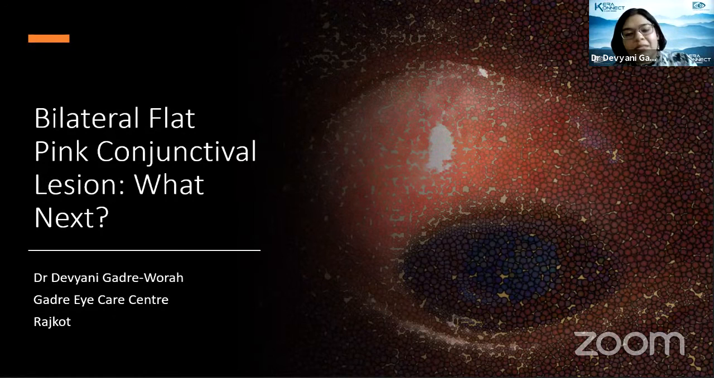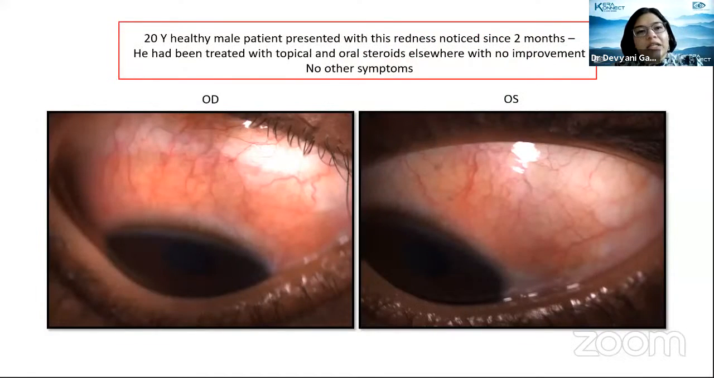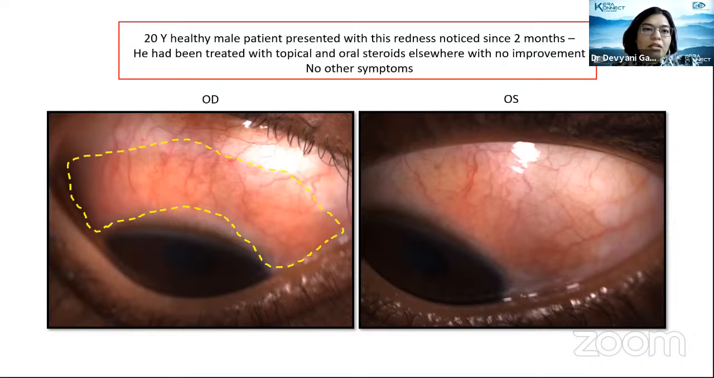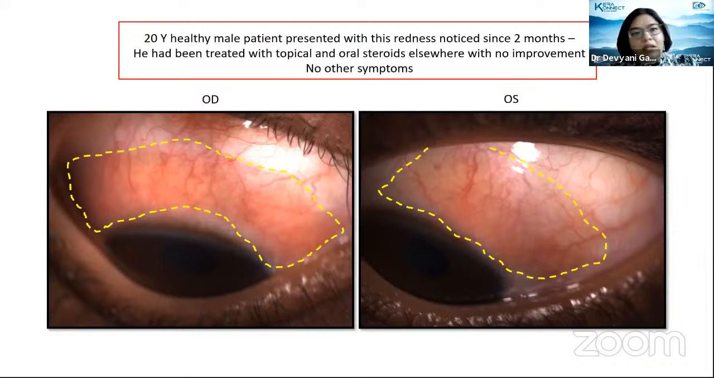We're talking about a patient who had a bilateral flat pink-looking conjunctival lesion. This was a 20-year-old male patient who presented with redness in both his superior fornices since 2 months. He had been treated elsewhere with topical and oral steroids, and there was no improvement. On examination, this was the extent of the lesion in the right eye, and this was the lesion in the left eye. The right eye had a larger lesion, 3 to 4 clock hours, abutting the limbus. The left eye was a relatively smaller one.